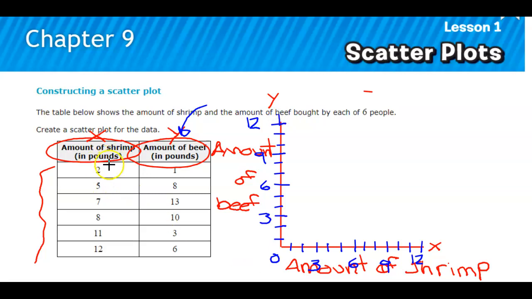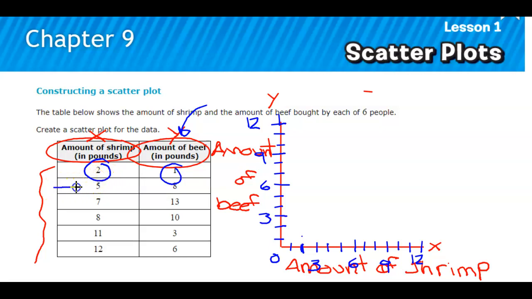So this here, when we have 2 pounds of shrimp, we've got 1 pound of beef. So we will go over to the 2, which is going to be right here, and we're going to go up to the 1, and we're going to put a dot right there. And I think, let's see if that'll let me put in a dot. Okay, that's as good as we're going to get. Hopefully on yours you guys can make that a little bit darker.